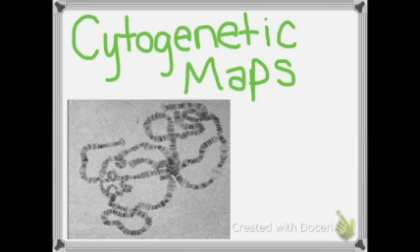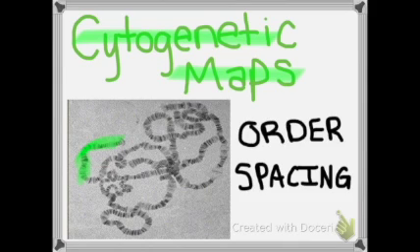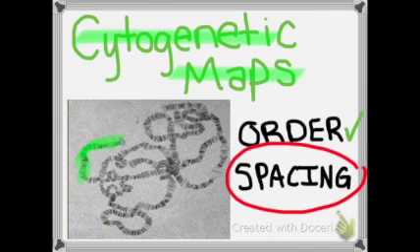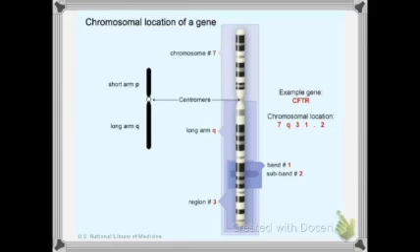Instead, geneticists construct cytogenetic maps of chromosomes, which locate genes with respect to unique features in a chromosome, like stained bands similar to the one seen in this image, which can be viewed with a microscope. If you were to compare a cytogenetic map with a linkage map, you would see that once again, the linear order of the genes is identical in both, but the spacing between genes is not. This is an example of a cytogenetic map.